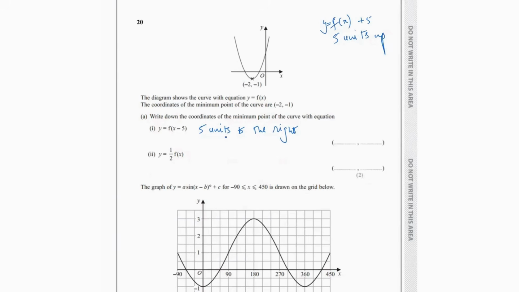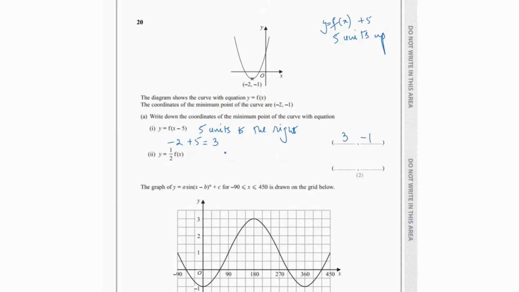So since we're going 5 units to the right, that means we're going to add 5 to -2. So that's going to give us +3. So x becomes +3. Nothing happens to y. y remains the same. Remember, if the transformation is only happening to x, only x will change. You will not change y. If you change y, you will lose your 1 mark. They will not give you 1 mark for the correct x value.